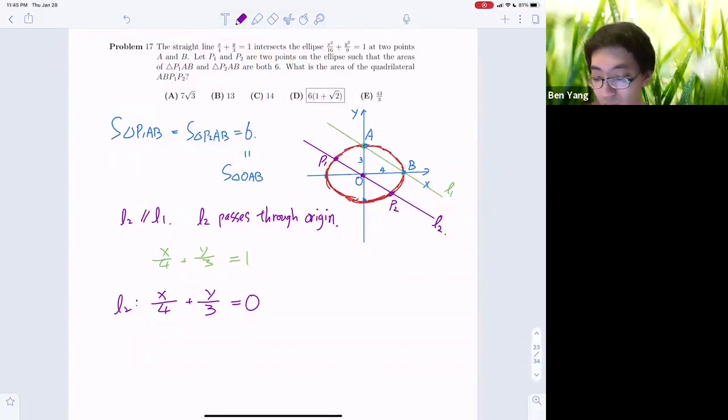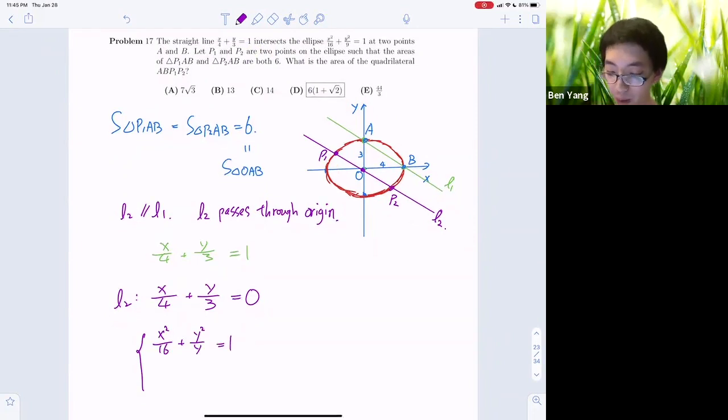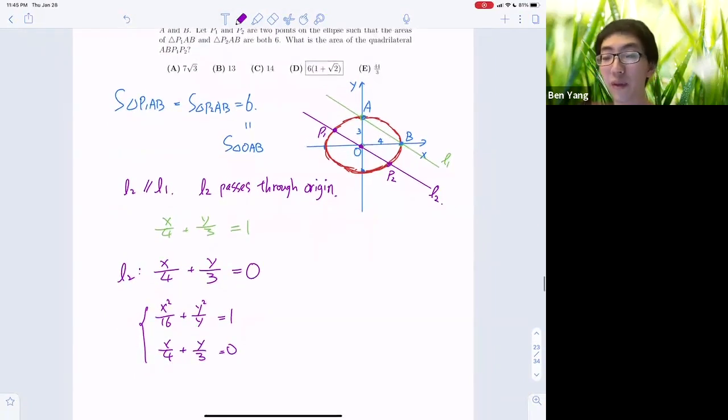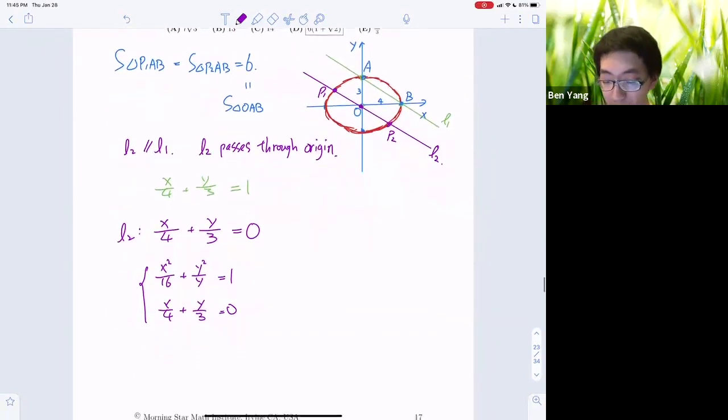Okay, so we have the equation of the ellipse, x squared over 16 plus y squared over 9 is equal to 1. We also have the equation for L2, x over 4 plus y over 3 equals 0. We only need to solve this system of equations. So we're going to have two solutions.